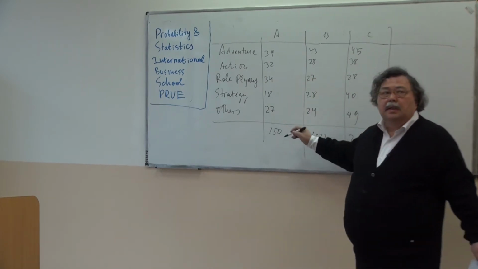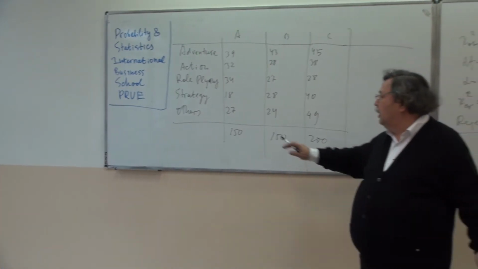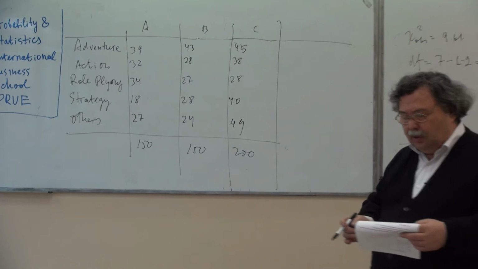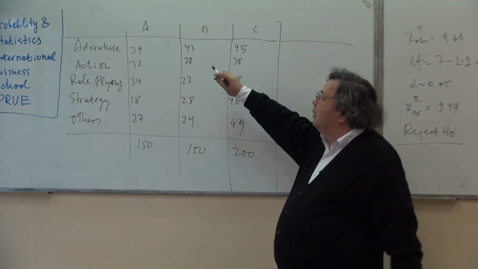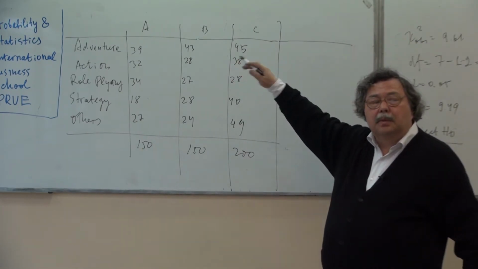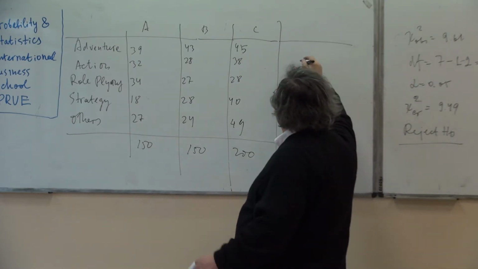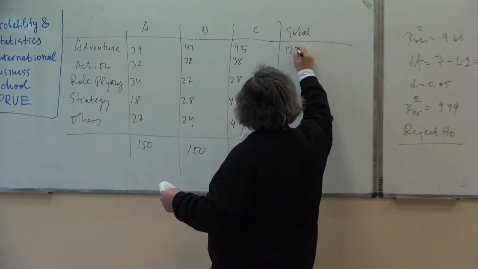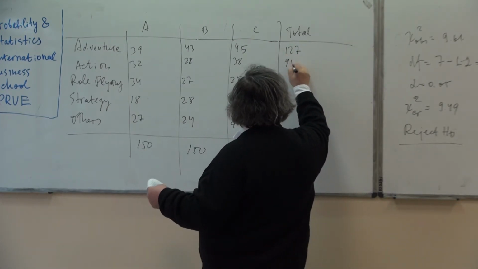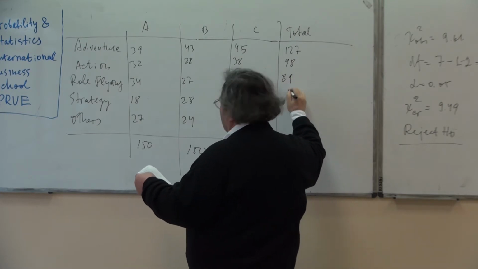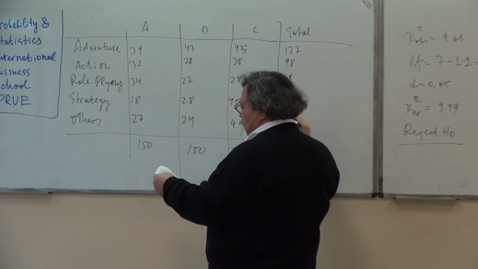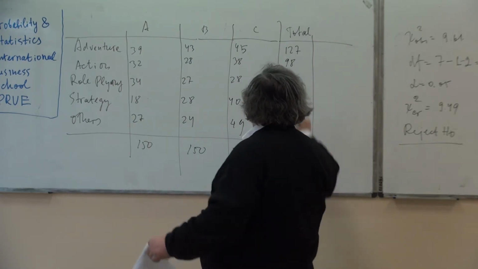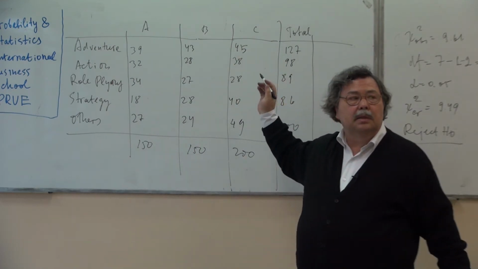now the totals in each column are predetermined. It's the number of respondents that we approach in each region. But the totals that we compute along each row are not predetermined. And this is what we do here. The total is 127 here, 98 here, 89 here, 86, and 100. So these are the row totals.